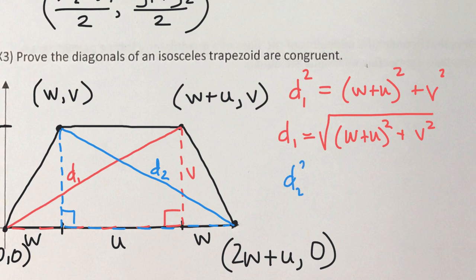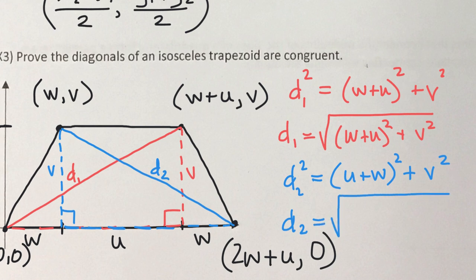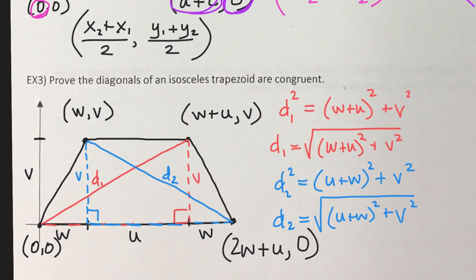So the second diagonal squared equals, what is the length of the bottom of my right triangle? U plus W squared plus, what is the height of my right triangle? V squared. So now we're going to take the square root of both things and get the square root of U plus W, which is the same as W plus U, right? Those are equal because addition is commutative. So W plus U and U plus W, those are the same. And plus V squared, that's the same.